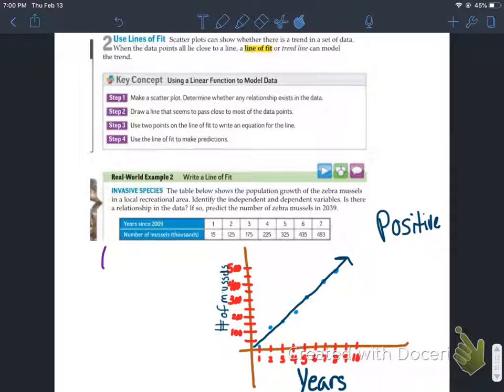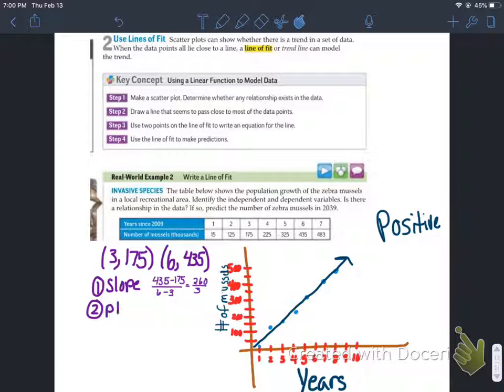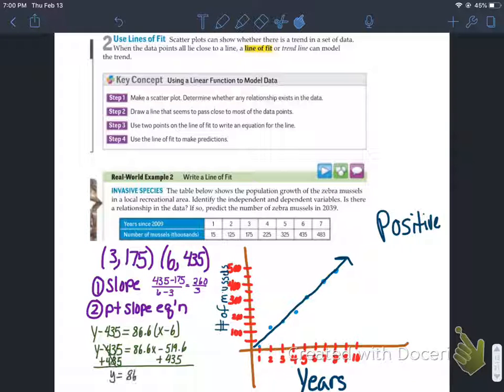Then I picked 2 points that my line went through, which was (3, 175) and (6, 435). Then I found the slope of those 2 points, and then picked one of the points to put into point-slope form and wrote our equation. So our equation should be y equals 86.6x minus 84.6.